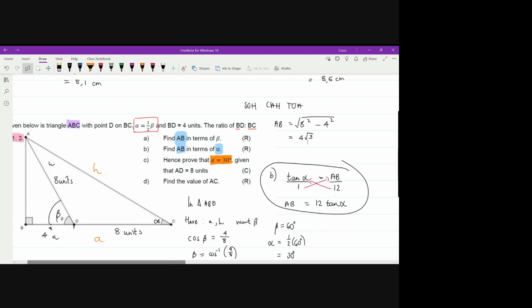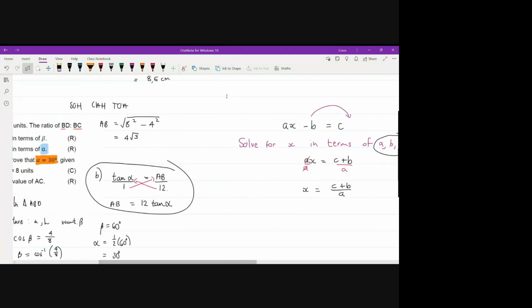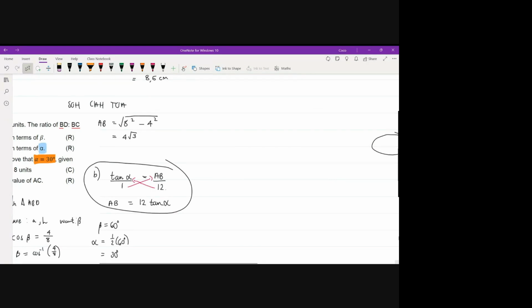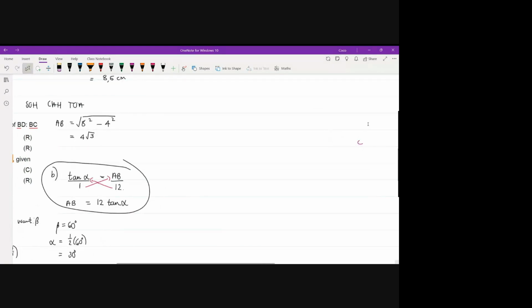I can move over now. Let's erase all of that lovely stuff. So I know that the equation we had before said AB is equal to 12 tan of alpha. Now, I know what AB is equal to. AB is equal to 4 root 3. I've just calculated it. So 4 root 3 is equal to 12 tan alpha. Now, I want tan alpha on its own.